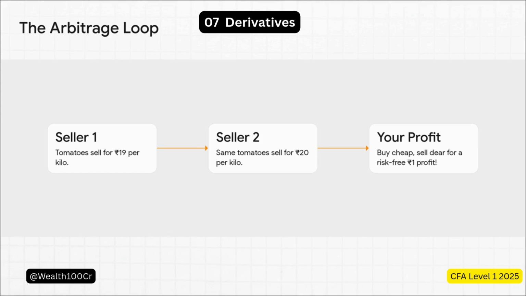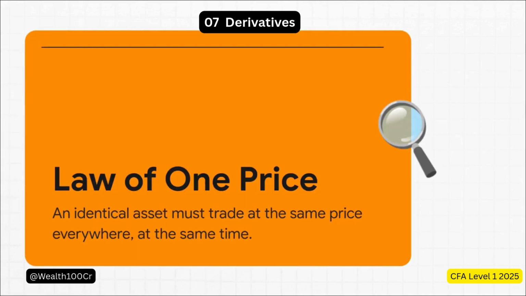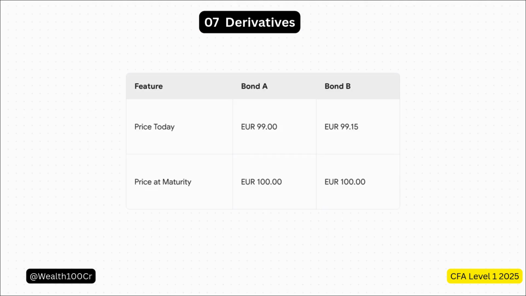This clever move has a fancy name. It's called arbitrage. Now, if everyone started doing this, what would happen? Ram would run out of tomatoes, and Shyam wouldn't be able to sell any. Very quickly, the prices would change and become the same. This brings us to a fundamental law, the law of one price. It just means that the same thing must have the same price everywhere. Simple, isn't it? And this same idea works for financial things too, not just tomatoes.